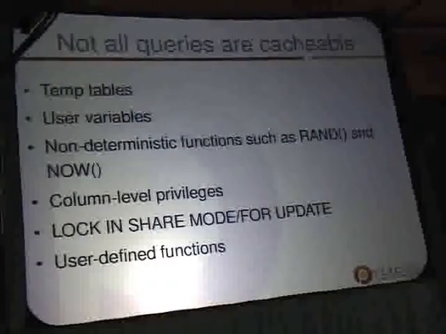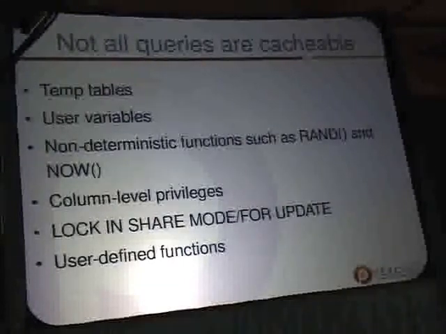So not all queries are cacheable. First of all, only select queries are cacheable. You can't cache an update for fairly obvious reasons. But there's a bunch of other things that make them not cacheable. Basically, anything that makes the query non-deterministic makes it not cacheable. If there's a chance that you could execute the query again and get a different result, it's not cacheable. So user variables: if there's a user variable included in the query, then it's not cacheable. Any non-deterministic functions, things that rely on the current time of day or something randomly generated.